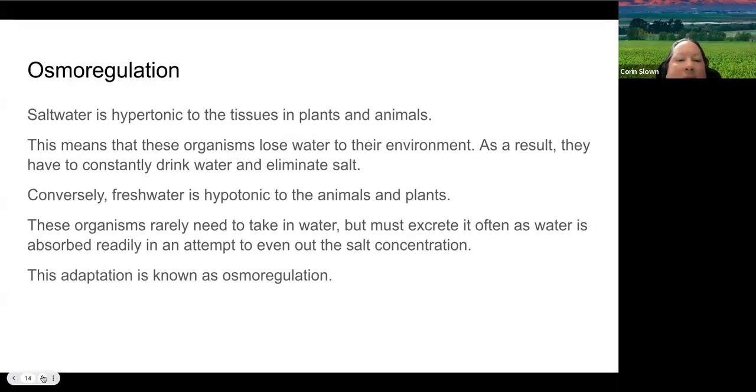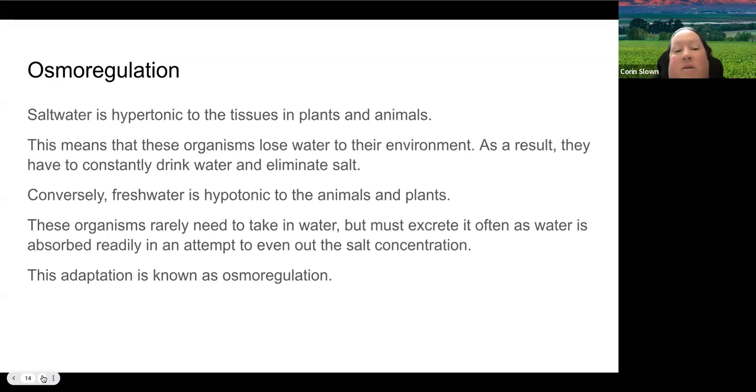And then the piece that probably is really interesting for us to think about is this osmoregulation. So we talked about tonicity, right? And how the reason saltwater is something that you don't want to be in for a long period of time is because the water that's in you will leave your cells, right? And you'll essentially contribute that water to the salt water because its concentration of salt is much higher. So this means that organisms lose water to their environment, so they have to constantly drink water and eliminate salt.